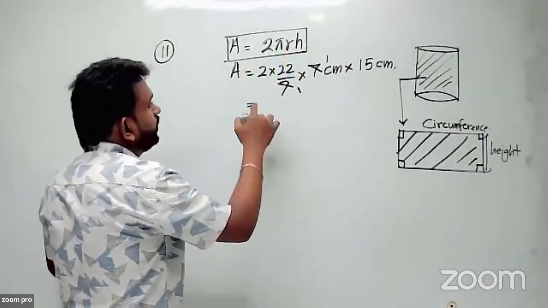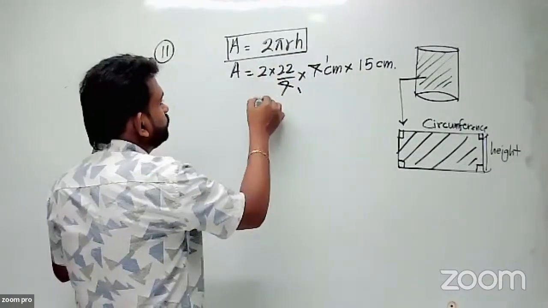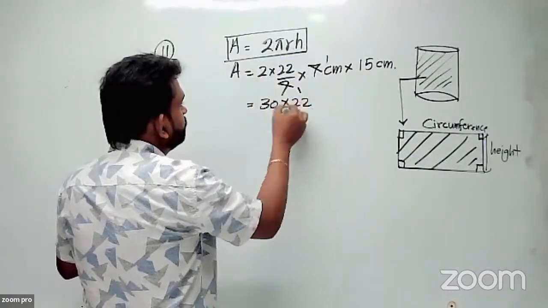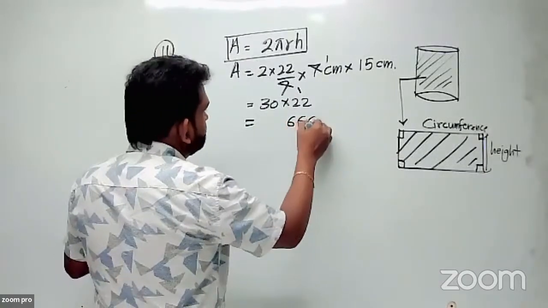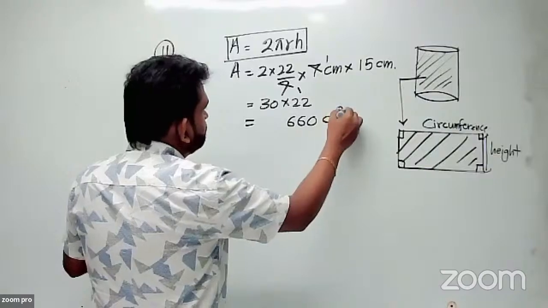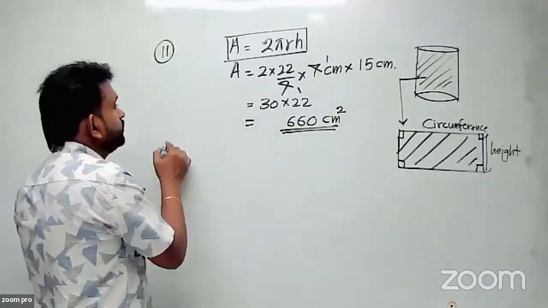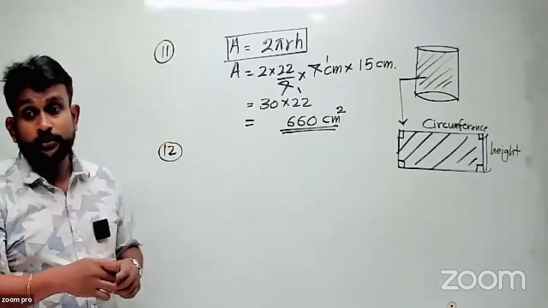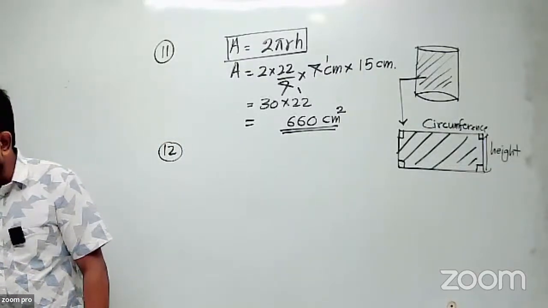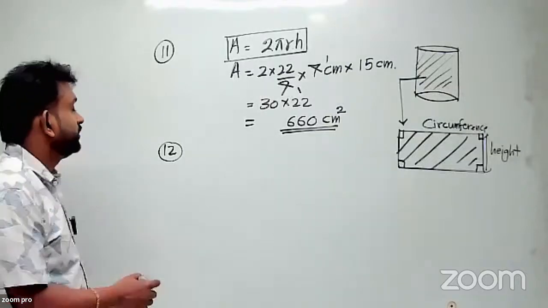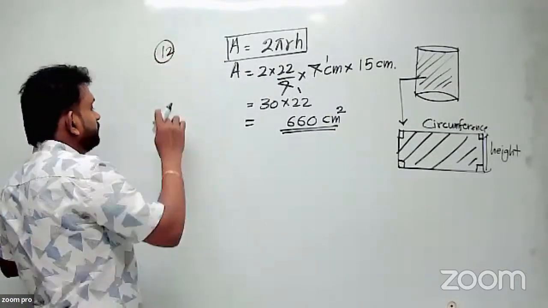Just 7 simplified. Then 15 into 2 is 30, 30 into 22, so 660 square centimeters. That is the curved surface area. Okay, question number 12 done. Now we are moving to 13.